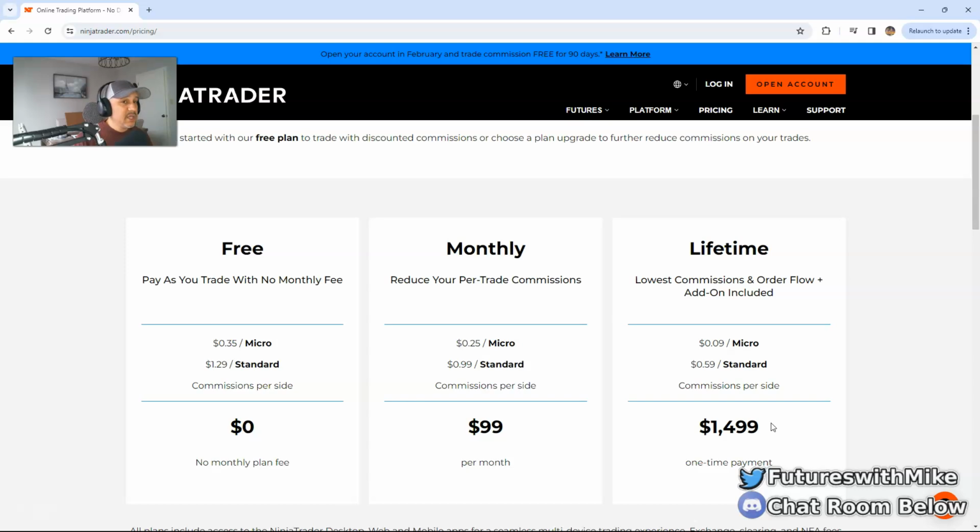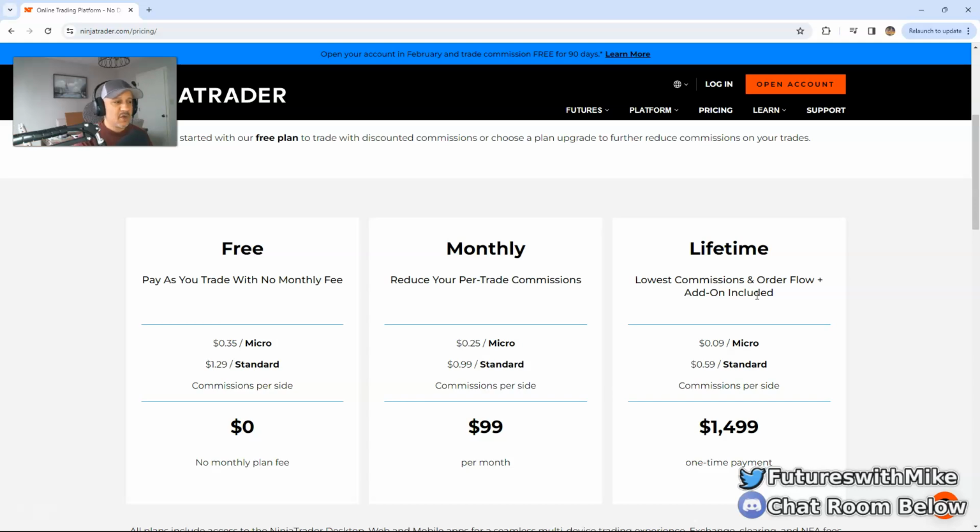You own your license right out. You pay that one-time fee, and you never have to pay another monthly fee. They do have the monthly fees here, as you can see, of $99 a month. But I own my own license. Back then, they also offered a quarterly plan, but I believe they've done away with that when they changed their structure of how they were offering services. But again, you've got the free, the monthly, and then the lifetime. The more you pay, overall you receive a discount when it comes to commission fees.